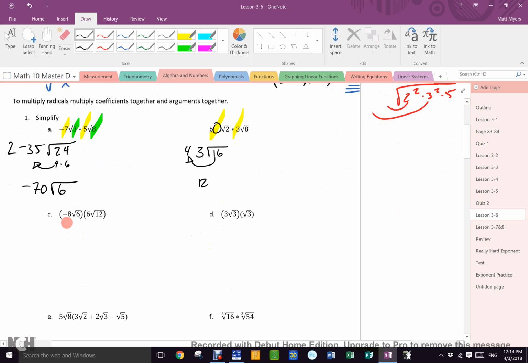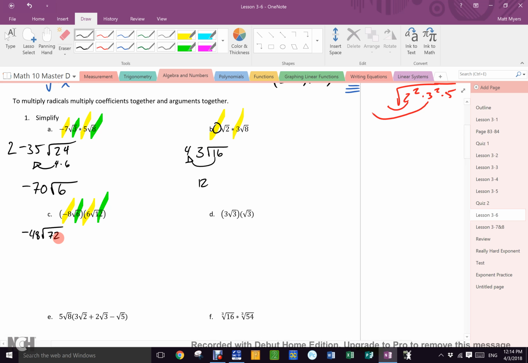So, what am I going to do with C? Same thing. What do I do with the negative 8 and the positive 6, sorry? Multiply to get what? Negative 48. What do I do with the 6 and the 12 under the radical? To get what? 72. Would I leave it that way? Why?